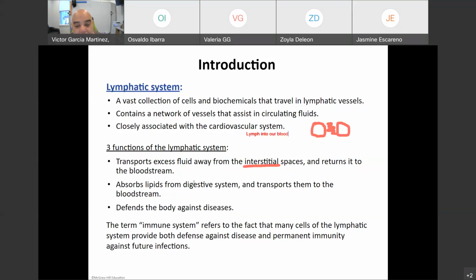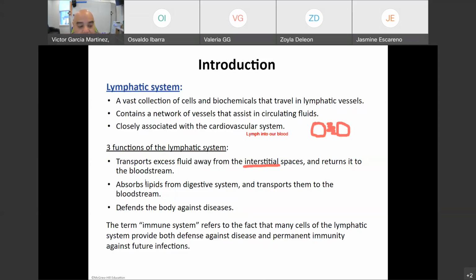The second function has to do with lipids. If you remember, I told you we have four biomolecules: carbohydrates, proteins, lipids, and nucleic acids. From the food, we can absorb carbohydrates, such as monosaccharides, glucose. We can absorb amino acids from proteins, but lipids we cannot absorb directly from the digestive system into the blood. Then we use the lymphatic system for that purpose.